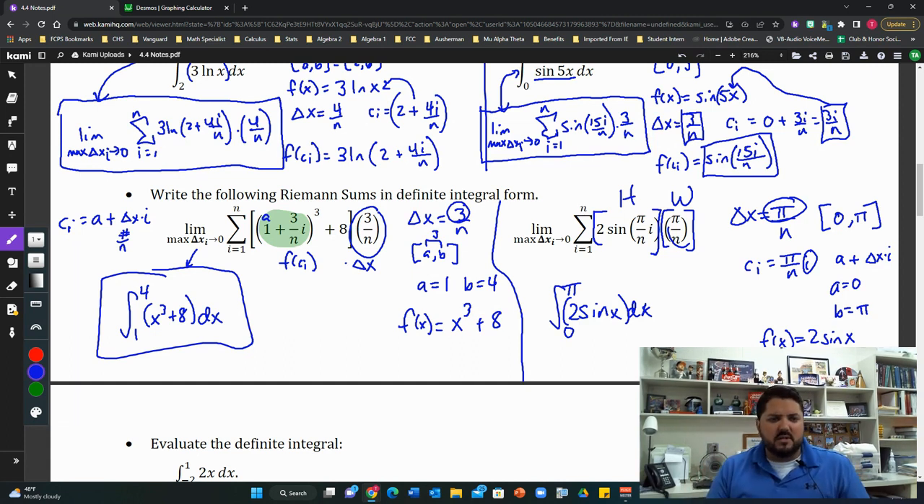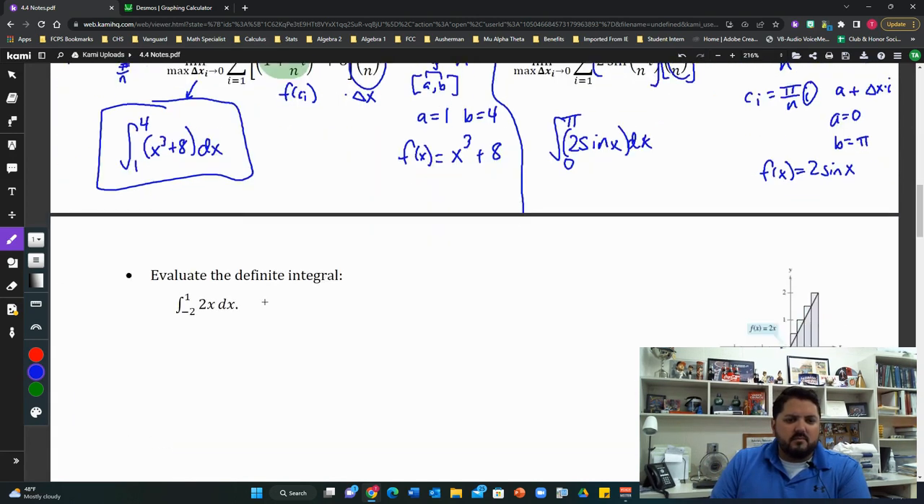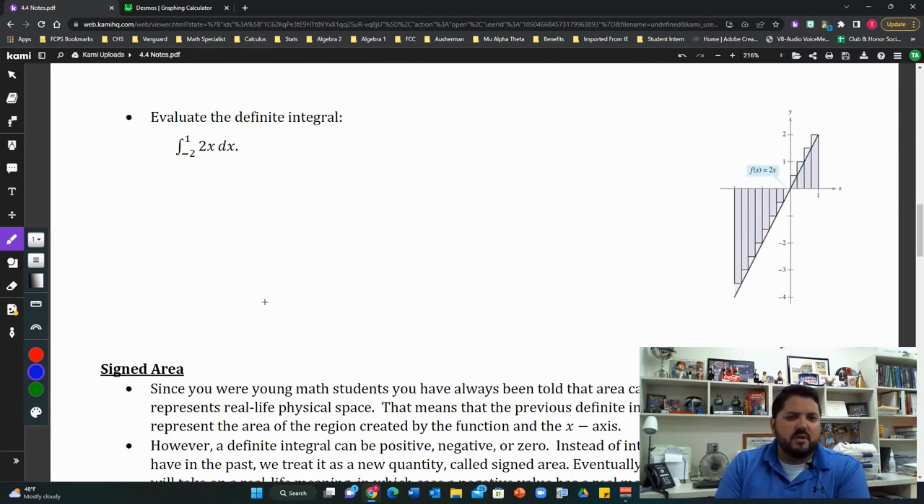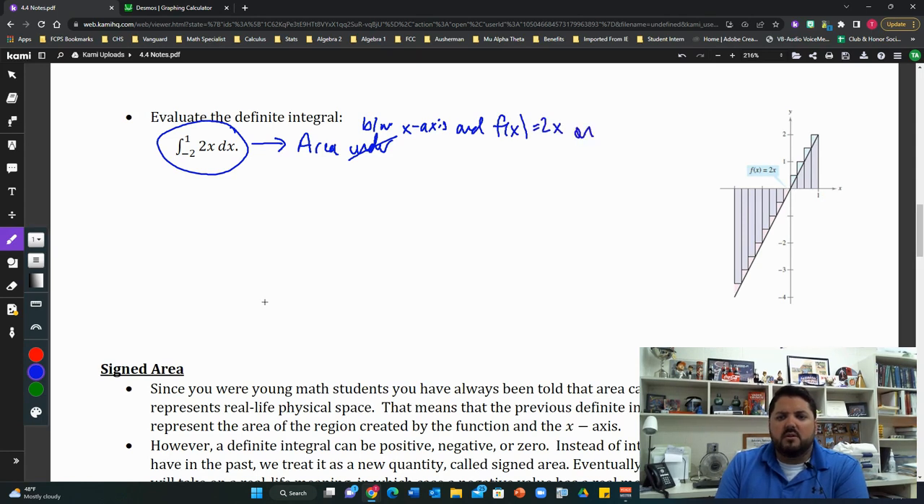So now that you've seen some examples with it and we can work with it a little bit, we're actually going to start trying to evaluate them. For example, our job for this one is to evaluate the definite integral from -2 to 1 of the function 2x dx. What this notation means is I want you to find the area under the curve, or really the area between the x-axis and the function f of x equals 2x on the interval from -2 to 1.